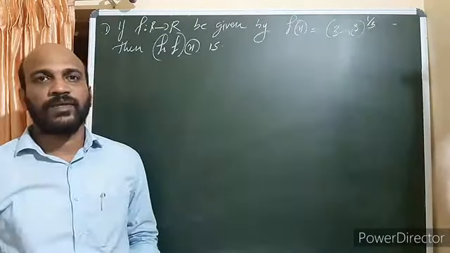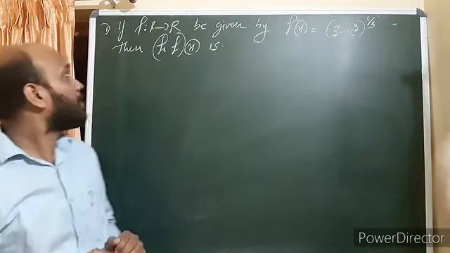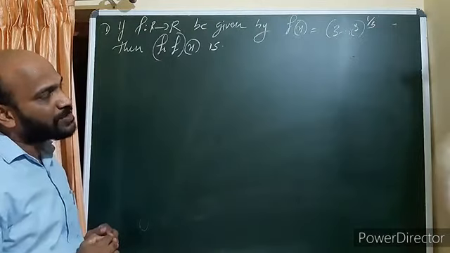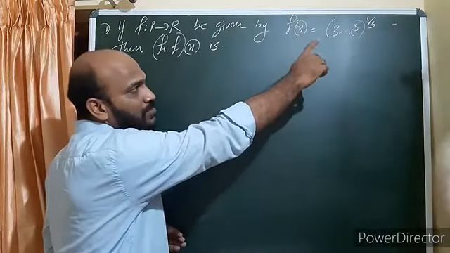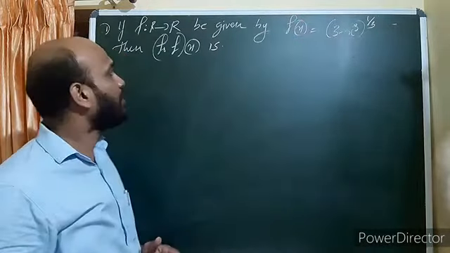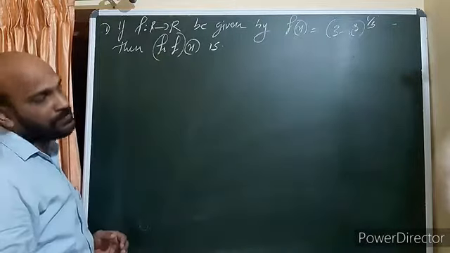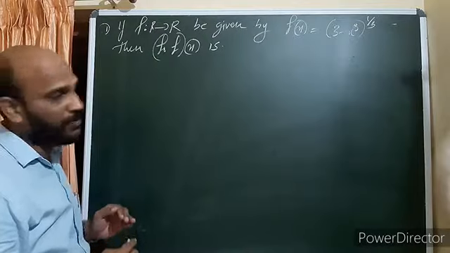So these 5 points you have to remember before starting the questions. Okay. Now consider the first question. If f from R to R is given by f(x) equal to (3 minus x cube) raised to 1 by 3, then find f o f(x). f o f(x) you have to find.